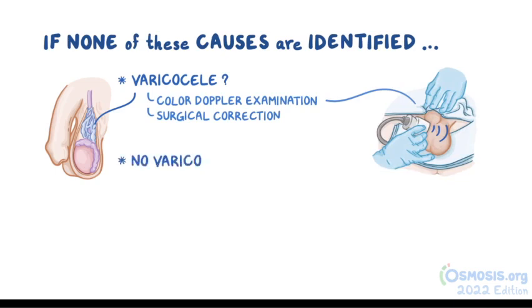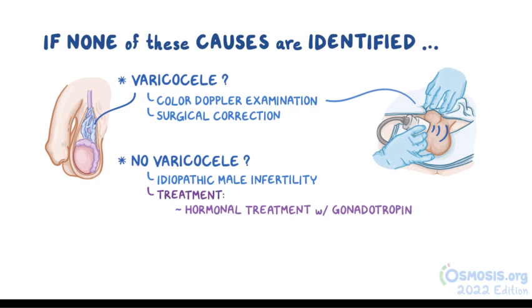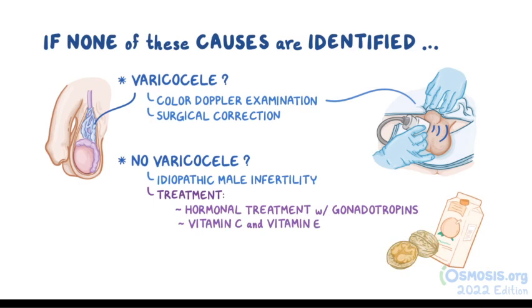If there is no varicocele, then a final diagnosis is idiopathic male infertility, and hormonal treatment with gonadotropins may be tried empirically. Additionally, a diet high in vitamin C and vitamin E is thought to improve the quality of sperm.